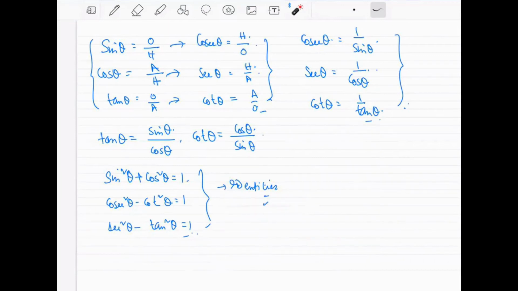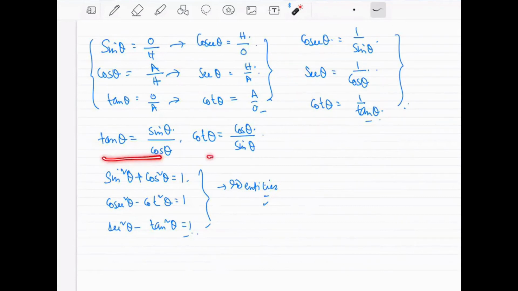So you need to remember six. Out of six, you need to remember only these three. The others will automatically come by themselves. And you need to remember which are the reciprocal of which. This will be very easy, okay?